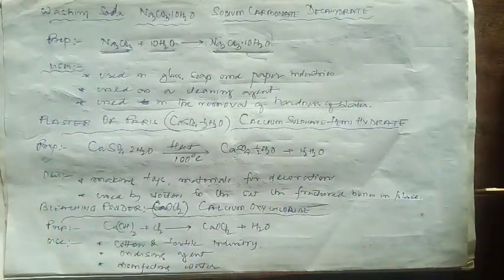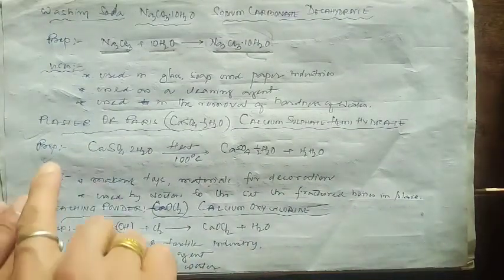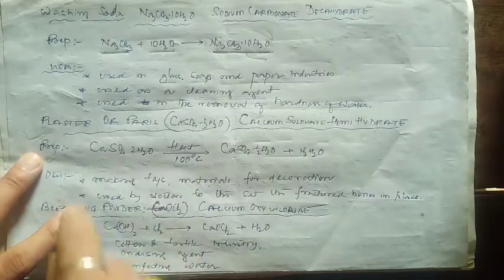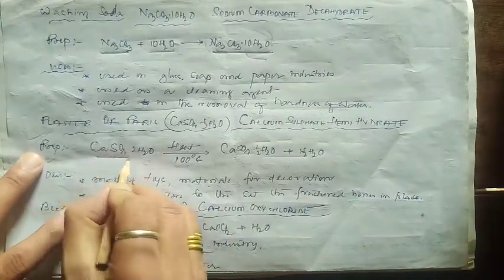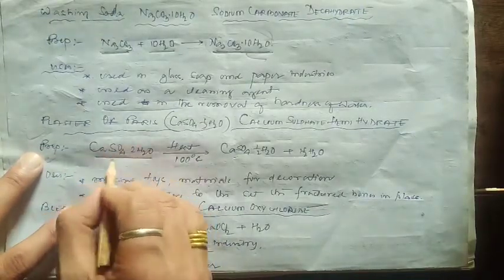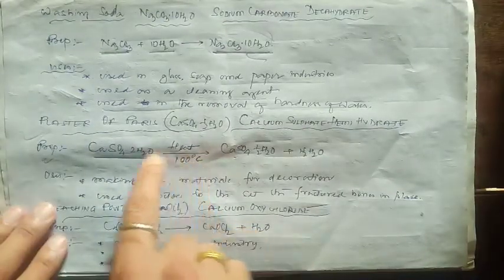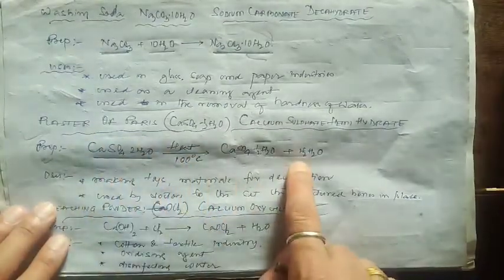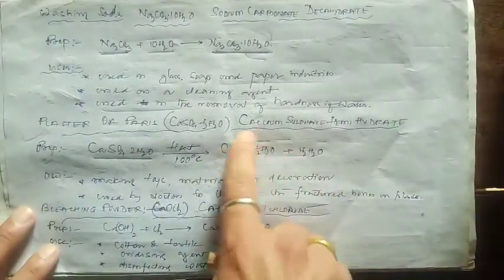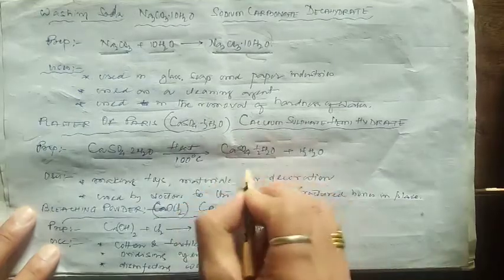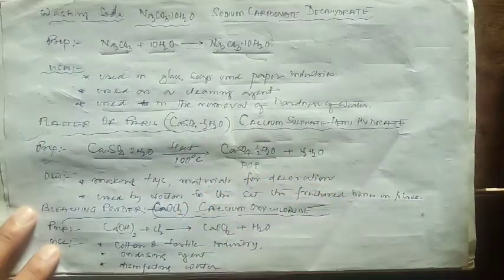Now student, next one is plaster of Paris, calcium sulfate hemihydrate, CaSO4.½H2O. Now how do we prepare this calcium sulfate hemihydrate or plaster of Paris? This compound, calcium sulfate dihydrate, is also called gypsum. Now if this gypsum is heated at 100 degrees Celsius, it loses 3/4 of a water molecule. 75% of the water is lost, and we are left with only half a water molecule. And that's the compound POP, plaster of Paris.